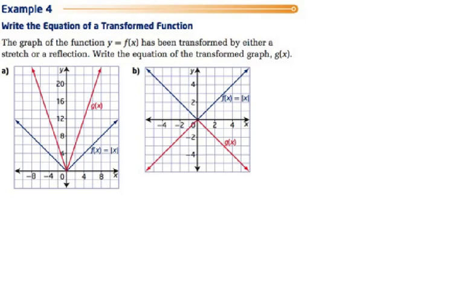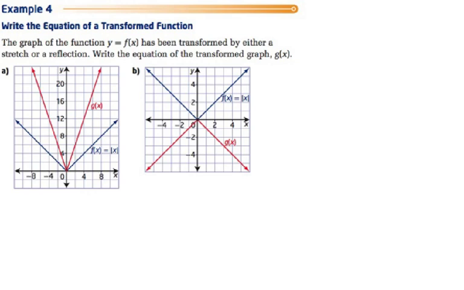So we're going to go the opposite way. Now you have the graph of the original and the transform function. We have to come up with the equation. Well, each function has been transformed by either a stretch or a reflection. We're going to deal with b first, just because it's pretty obvious that that has to be a reflection.